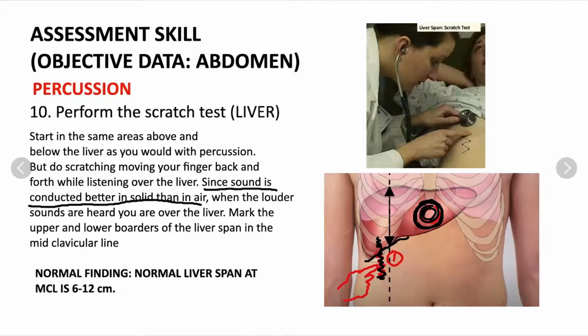Okay, so for example, you've been doing the scratch test, you started here and moved up. You could take your marker, place your marker here and mark this as the start or the base of the liver. You could just put a line or use a pentel pen to demarcate. And then continue your scratching.